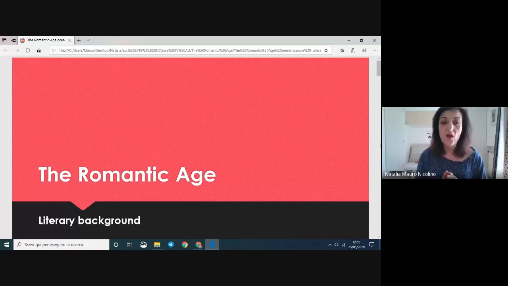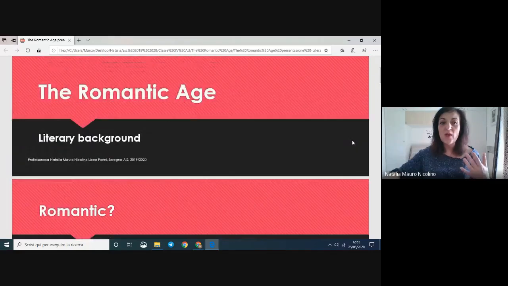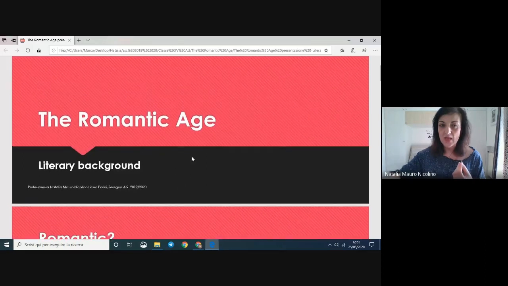Today we are focusing on another part of the Romantic Age, which is the literary background. We focused in our last lessons on the historical background, on the revolutions, on the changes which characterized the age of revolutions. And today we are focusing on the literary background. What does literary background mean? It means the literary production in Britain during the age of revolutions, during the Romantic Age.